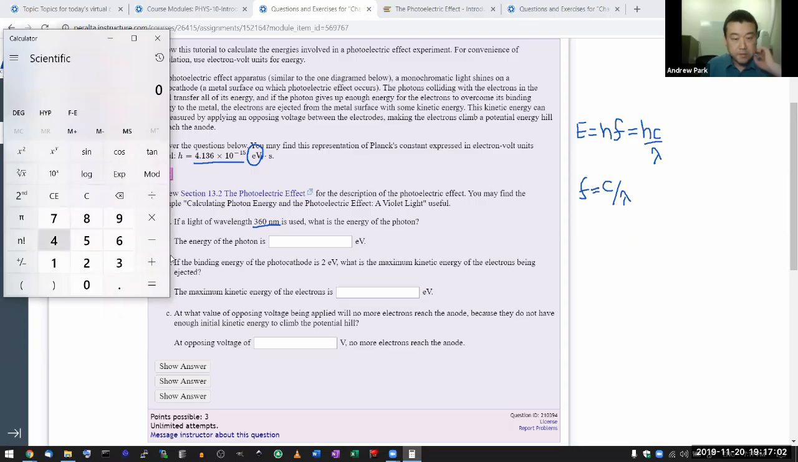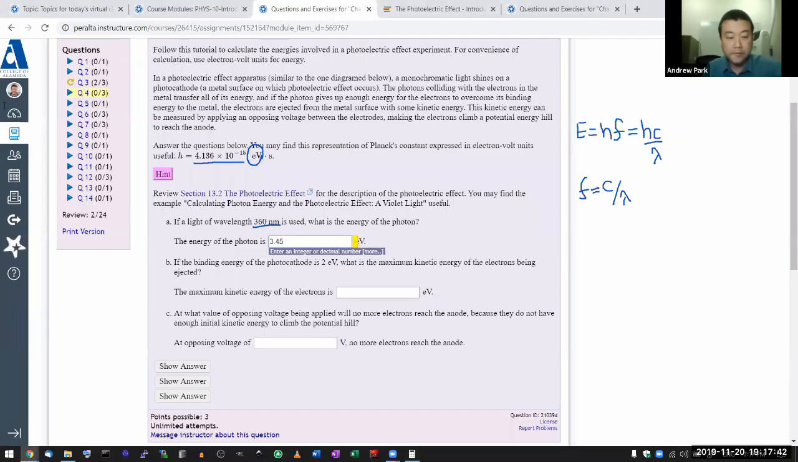So Planck's constant is 4.136 times 10 to the power of -15 times the speed of light, 3 times 10 to the power of 8, divided by the wavelength, which is 360 times 10 to the power of, the prefix for nano is -9, so -9. So having put in all that, the energy of the photon is, pretty simple, 3.45 electron volts. So 3.45 electron volts.